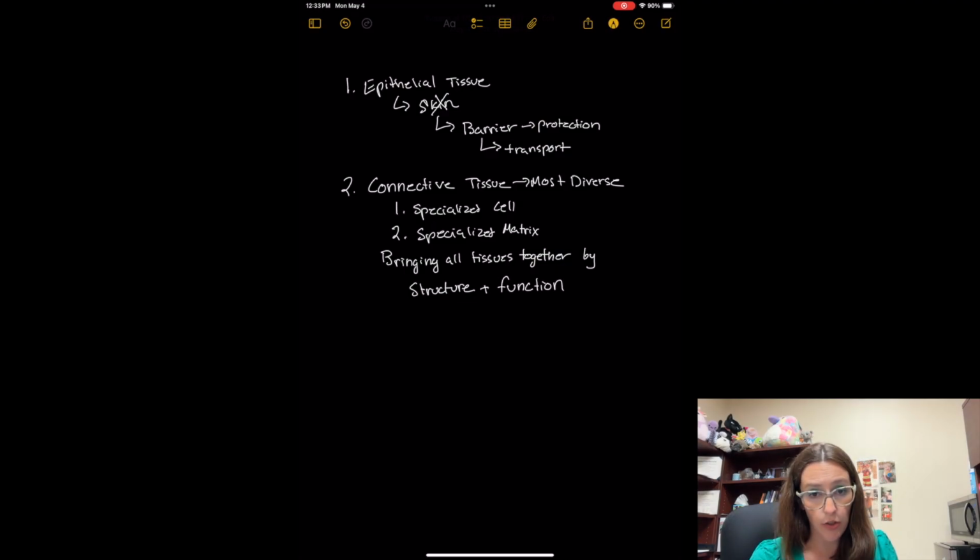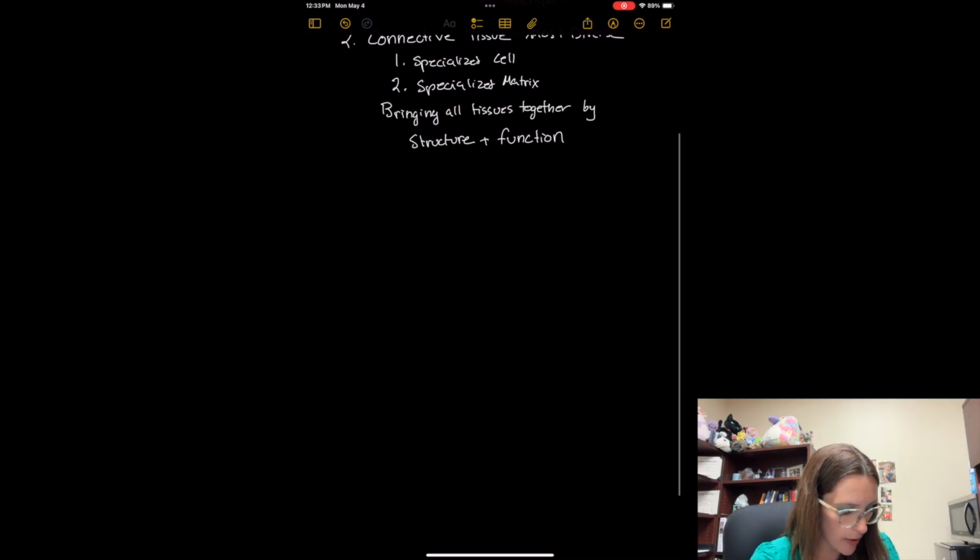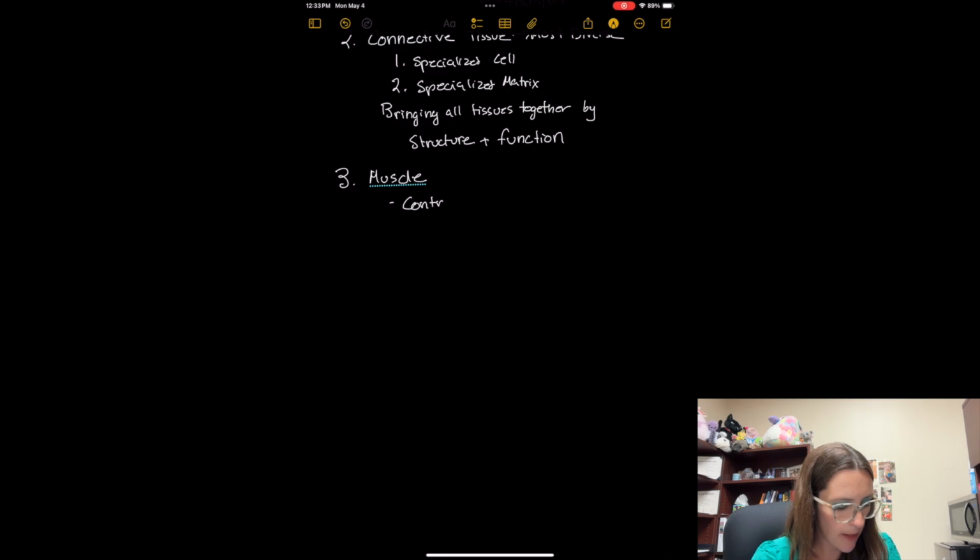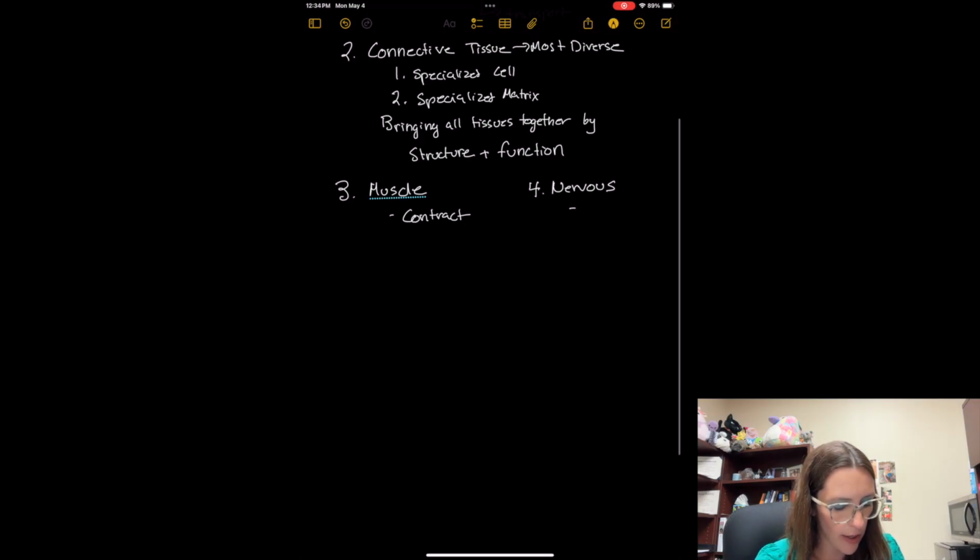The next two tissues are what I kind of think of as more specialized tissues, but the first is muscle. And muscle tissue is defined by its ability to contract. And then we have nervous tissue, which can be defined by its ability to generate a voltage change, but you will see that in other areas.